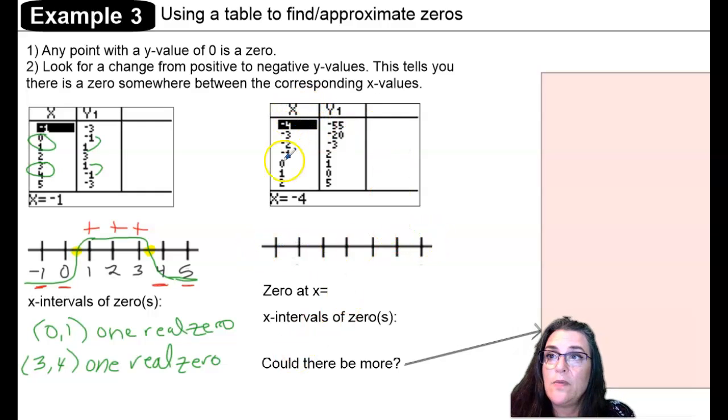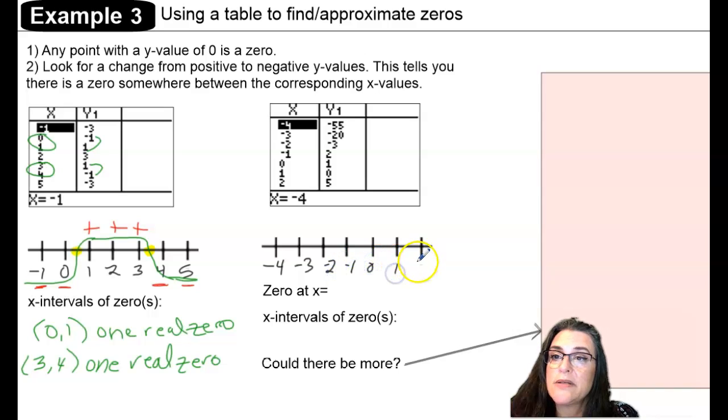Okay, when I take a look at this second example, I'm going to go ahead and label my number line with the x's from the table of ordered pairs. So starting at -4 and then working my way all the way up to +2. Okay, those are my x values. Now the y values at -4, we have a -55. At -3, still negative at -20. At -2, still negative down here at -3.